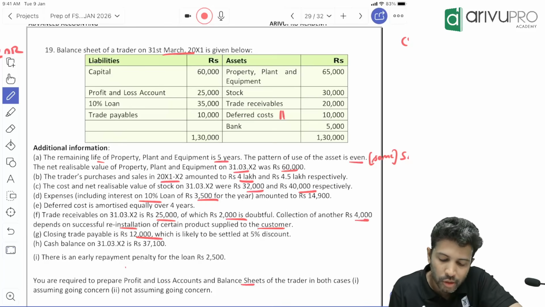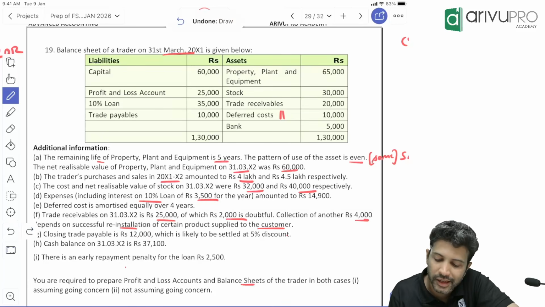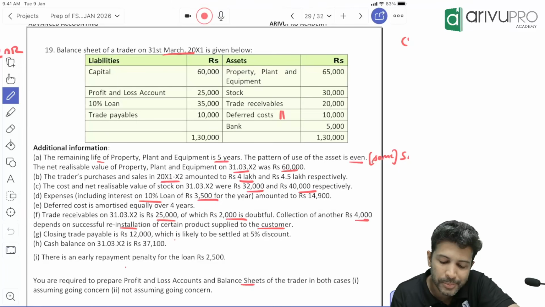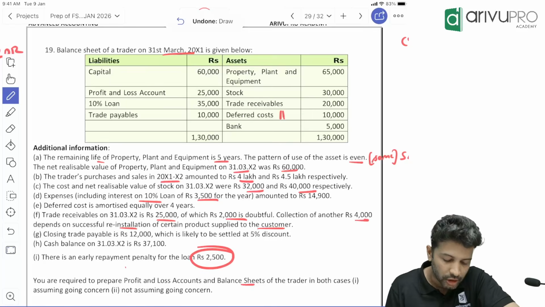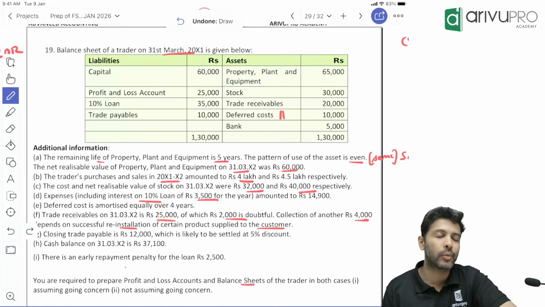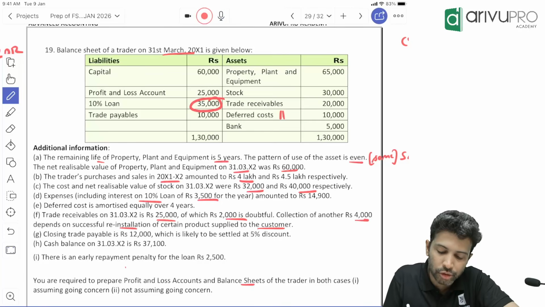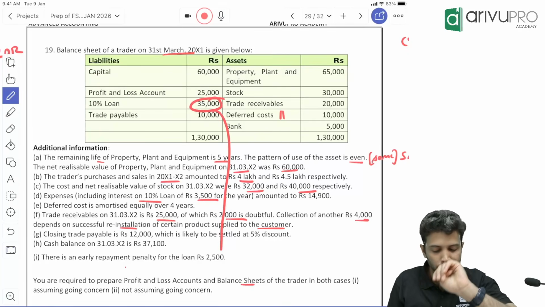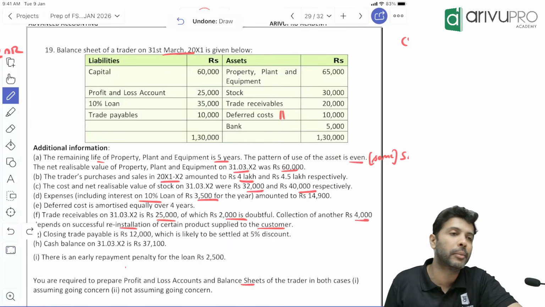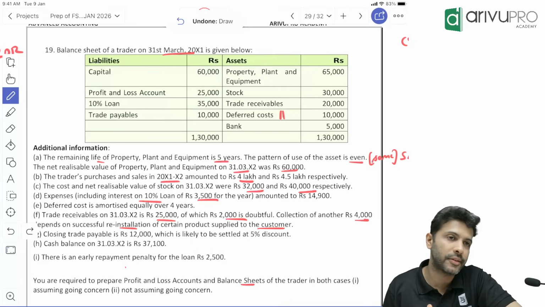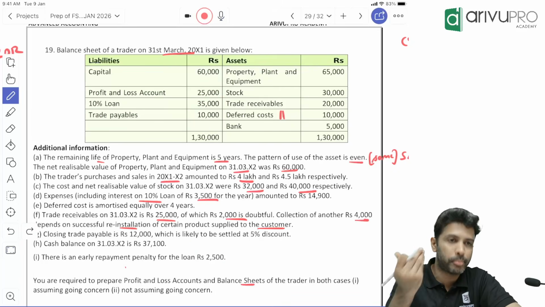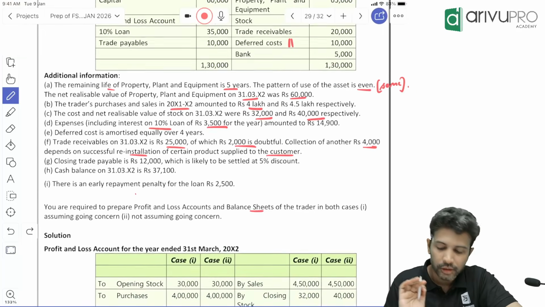Closing trade payable is 12,000, which is likely to be settled at 5% discount. Cash balance at the end of the year is 37,100. There is an early repayment penalty of the loan. How much? If you repay the loan early, then the bank will say you should not pay me 35,000, you should pay a penalty also of 2,500. So total payment will become 35,000 plus 2,500, that is 37,500. That will come only if you pay early. That's all the data.